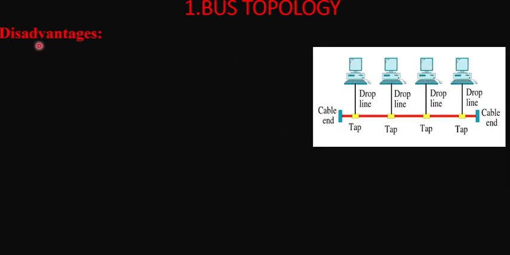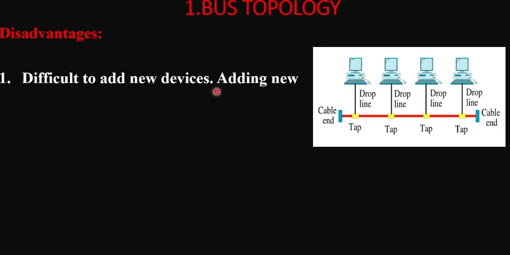Now we'll see the disadvantages of bus topology. Difficult to add new devices. See, the cable length is fixed. Once you have bought the cable, you can only connect that many computers using that length of cable. Now this cable is sufficient for connecting only 4 computers. You cannot increase the size of the cable once it is bought. So it is difficult to add new devices because you cannot change the cable size. Once it is bought, it is fixed.